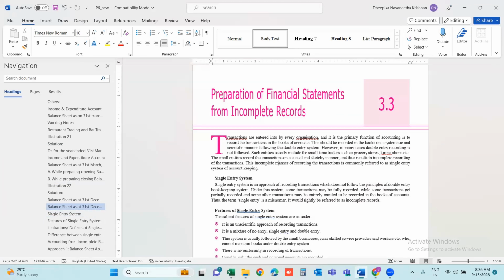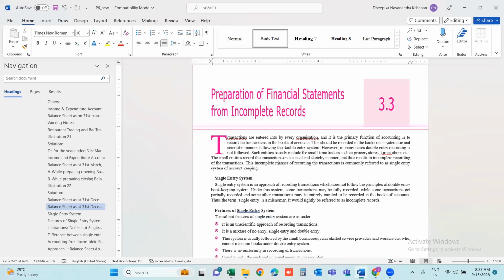But small traders and businessmen will not have sufficient funds to have a separate accountant to maintain the books in the double entry system. So what they will do is just record single entries, like cash receipts and amounts deposited into the bank. By using that, we cannot arrive at the total return.